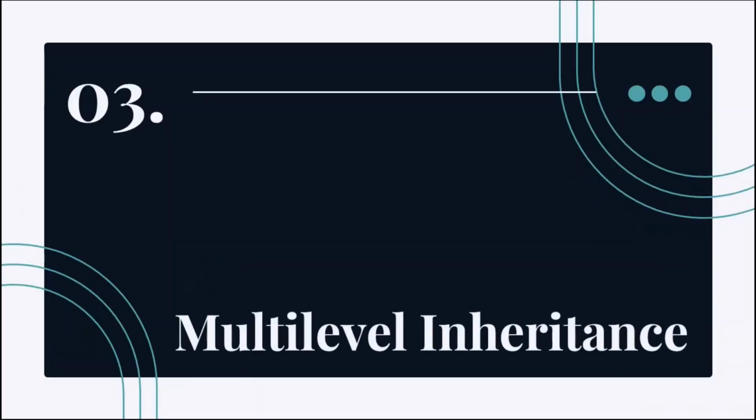Next type is multi-level inheritance. It involves a chain of inheritance, where a derived class inherits from another derived class. This forms a hierarchical structure, allowing the derived class to access members from all the intermediate base classes.